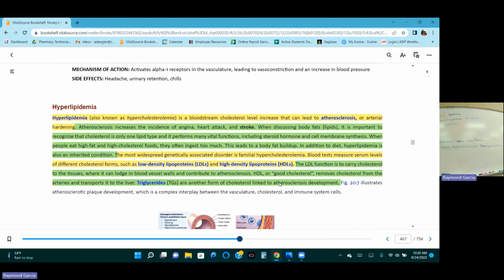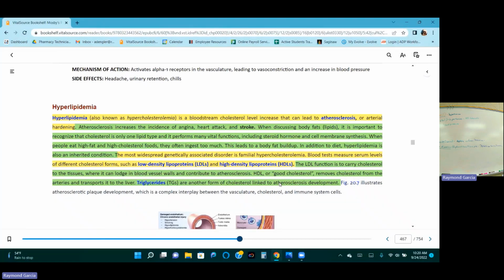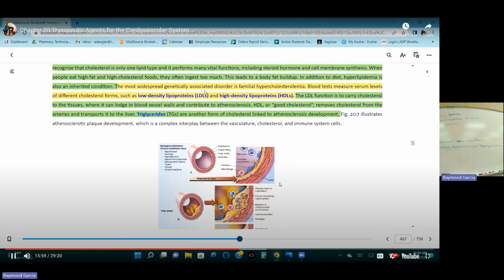Blood tests measure serum levels of different cholesterol levels, such as low-density lipoproteins and high-density lipoproteins. The LDL function is to carry cholesterol to the tissues, where it can lodge in blood vessel walls and contribute to atherosclerosis. HDL or good cholesterol removes cholesterol from the arteries and transports it to the liver.